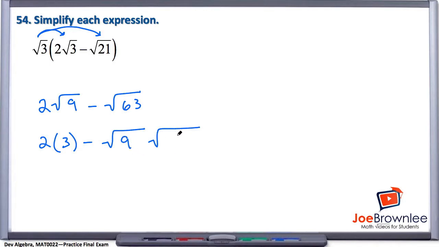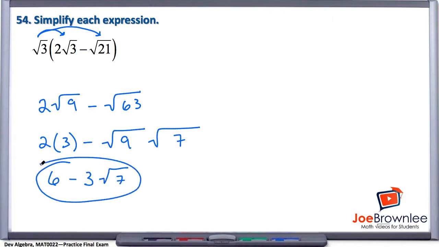And I think that'll be 9 and 7, right? 9 is a perfect square, 7 is not. So when we simplify again, we have 2 times 3, which is 6, minus, we know the square root of 9 is 3. We rewrite our bad stuff, so radical 7. And so in this case, for number 54, we end up with 6 minus 3 square root 7.